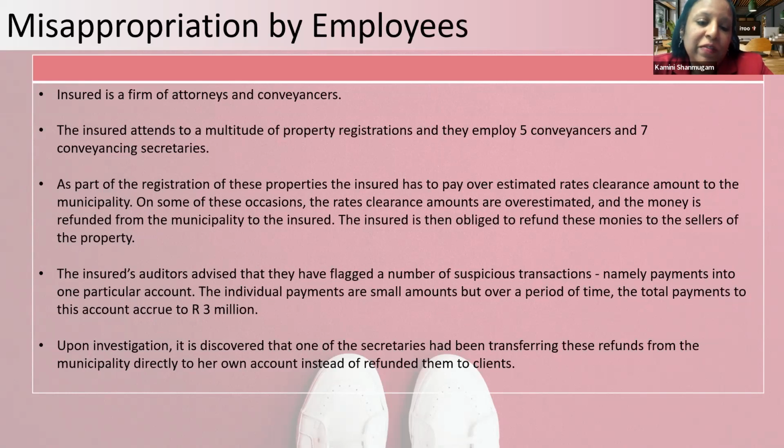The insured's auditors advise that they have flagged a number of suspicious transactions, namely payments into one particular account. The individual payments are small amounts, but over a period of time, the amounts accrue to 1 million. Upon investigation, it's discovered that one of the secretaries had been transferring these refunds from the municipality directly into her own account instead of refunding them to the clients. Okay, so what questions come up here?